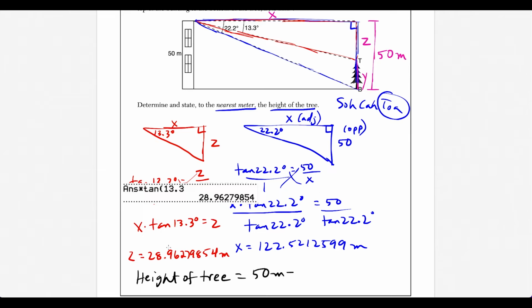And now we're just going to do 50 meters minus, and if we round this to the nearest meter, our Z value is 29 meters. So if we just think of the concept here, if Z is equal to 29 meters, then how many more meters do we need to make 50 meters? We're going to do 50 minus 29, and that's going to give us 21 meters. So this is our value for the height of the tree.